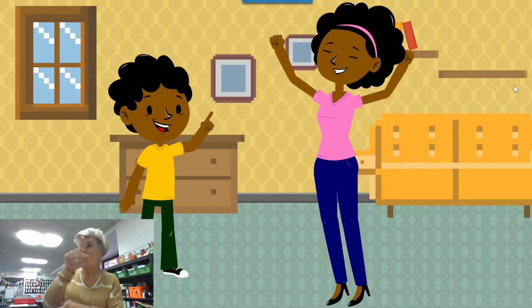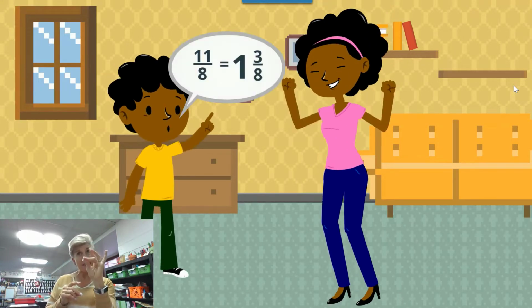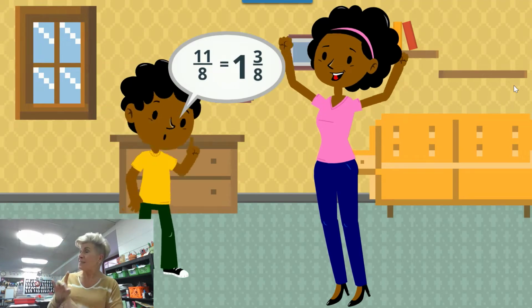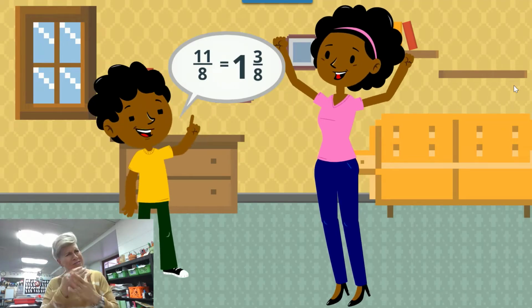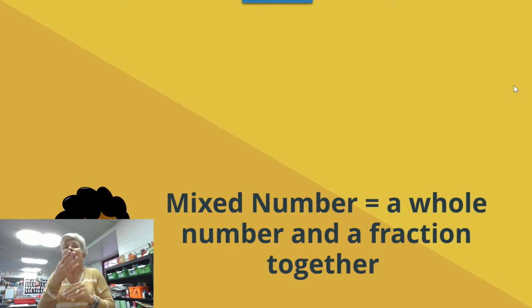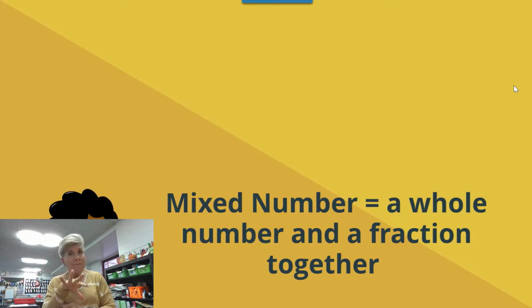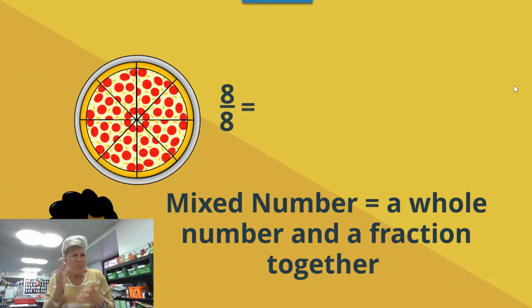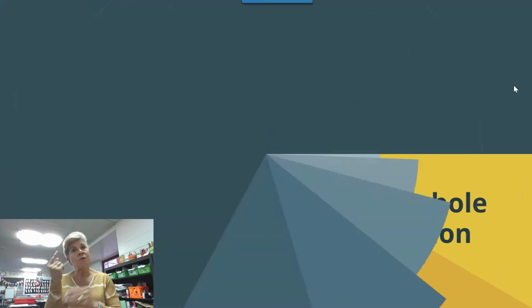He ran back to tell his mom that 11 eighths is equivalent to 1 3/8. She told him 1 3/8 is a mixed number. A mixed number is a whole number and a fraction together. To find a mixed number, you need to know how much 1 whole is. In this case, 8 eighths is 1 whole.